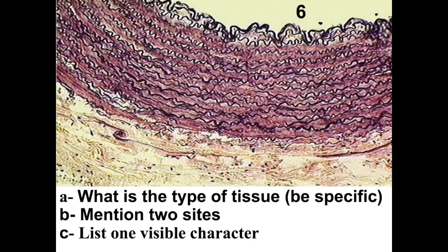What is the type of the tissue? Be specific. It is yellow elastic connective tissue. Mention two sites: in the aorta and in the bronchi. At least one visible character. You can say that the fibers are single, thin, branching. Also, you can add that they are stained brown-black with orcein.